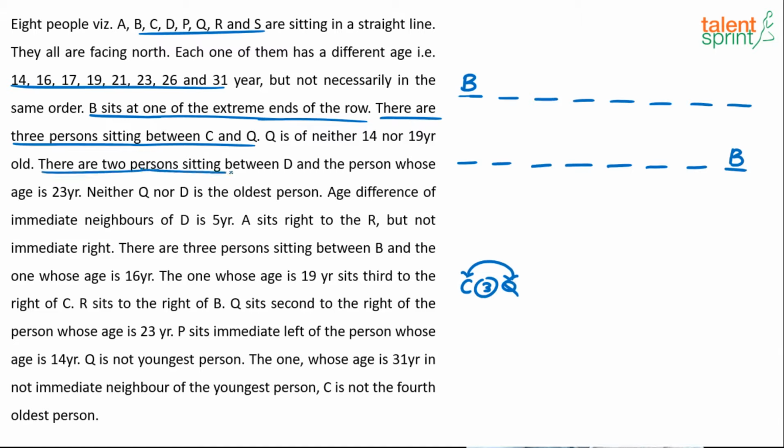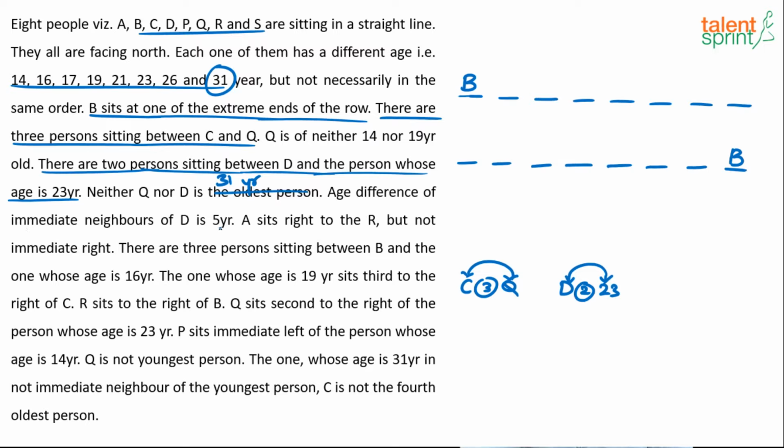Next, there are 2 persons between D and the person whose age is 23 years. Again, neither D nor 23 years is marked here. So let us make a picture out of it, right? 2 persons between D and 23. So D, 2 persons, and then we have the 23-year-old guy. Of course, these 2 can swap their positions. So D dash dash 23 or 23 dash dash D. Again, neither Q nor D is the oldest person. Oldest person would mean what? 31, right? The oldest here is the 31-year-old. So neither Q nor D is 31 years old is the point here. We will come to that later.